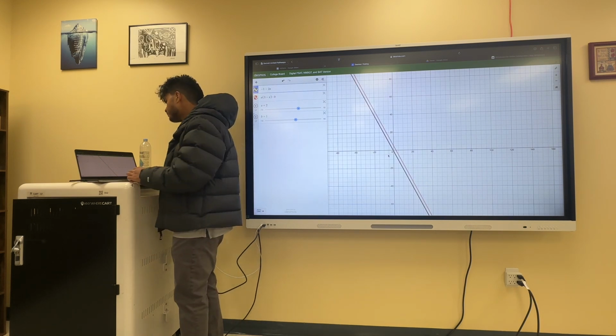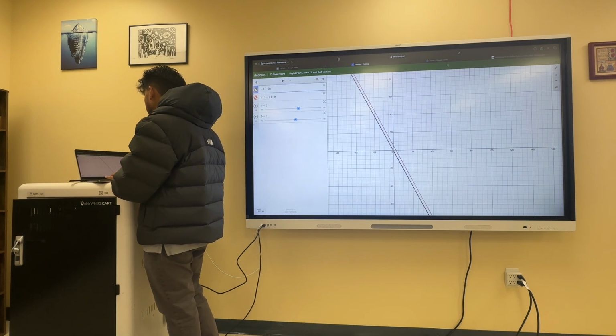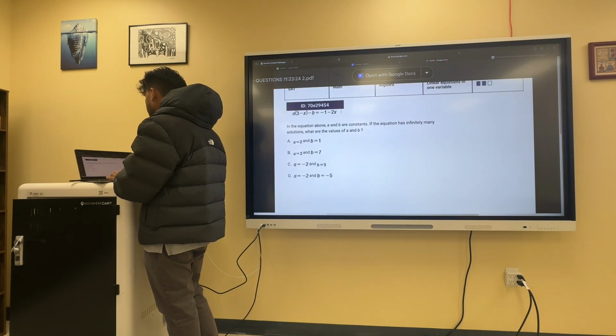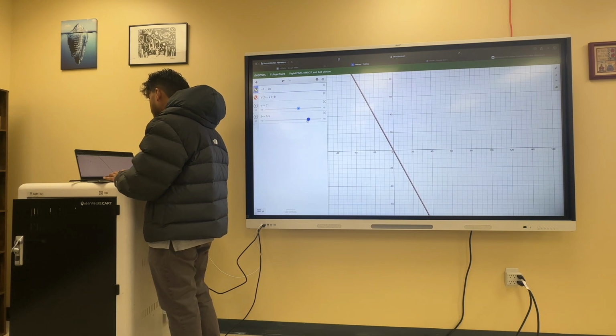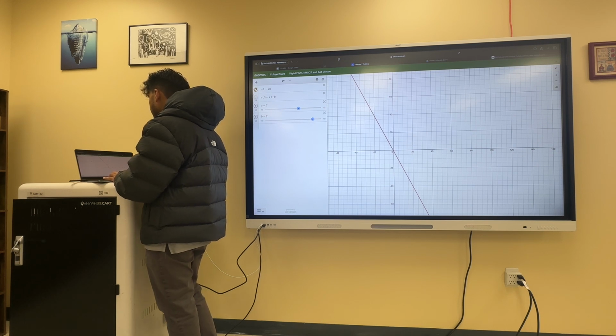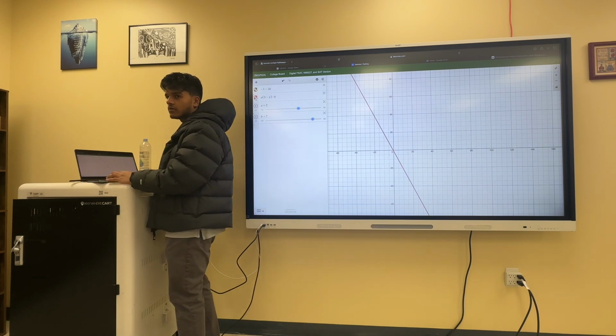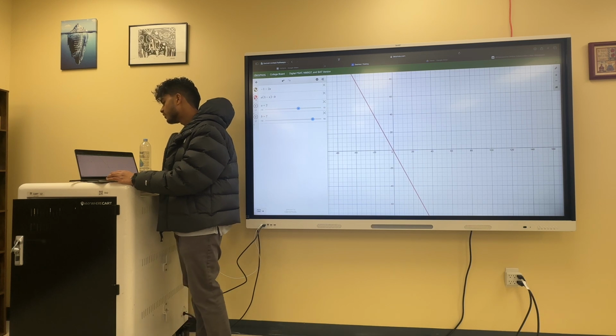Okay. So a equals 2 and b equals 1 does not satisfy. Let's try a equals 2 and b equals 7 here, okay? Let's see what that gives us. And it gives us basically the same exact line, right? So that's why b is the correct answer.